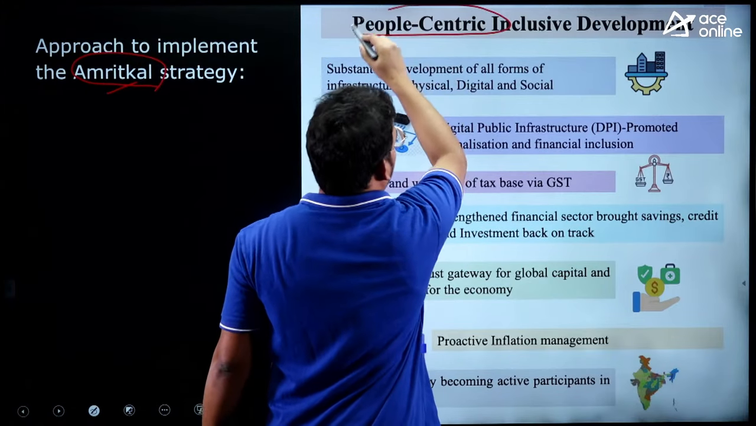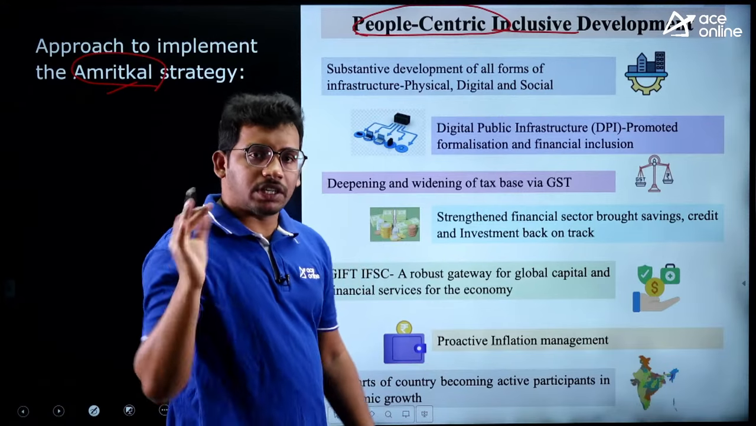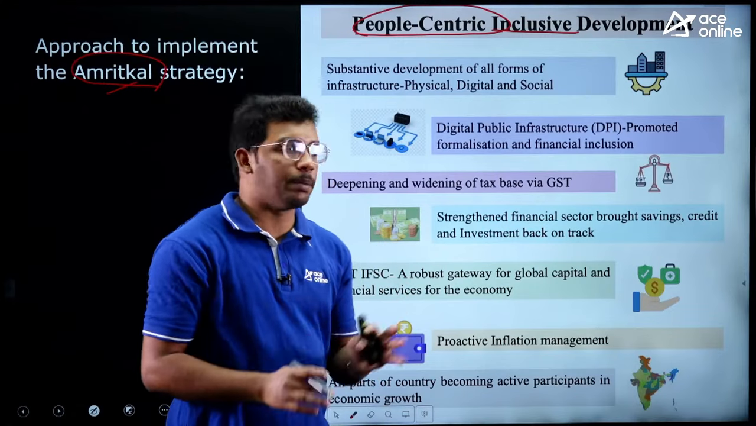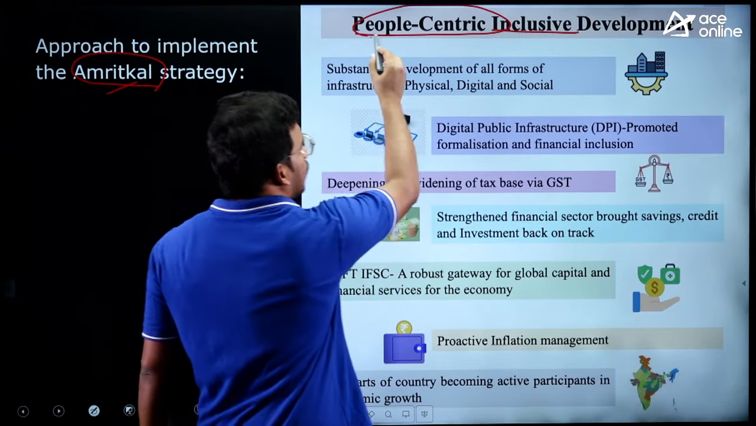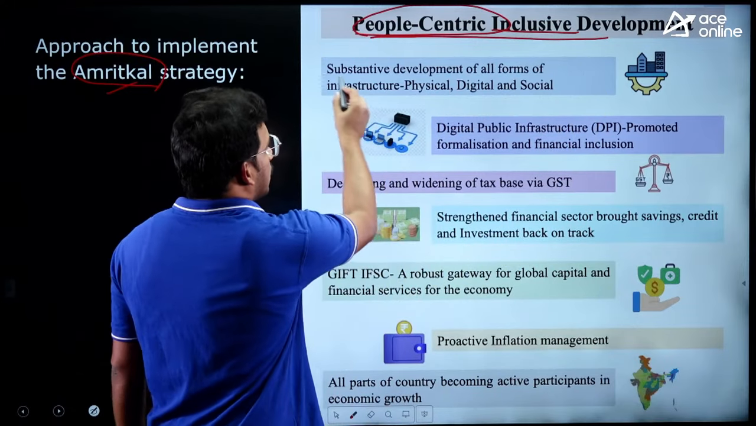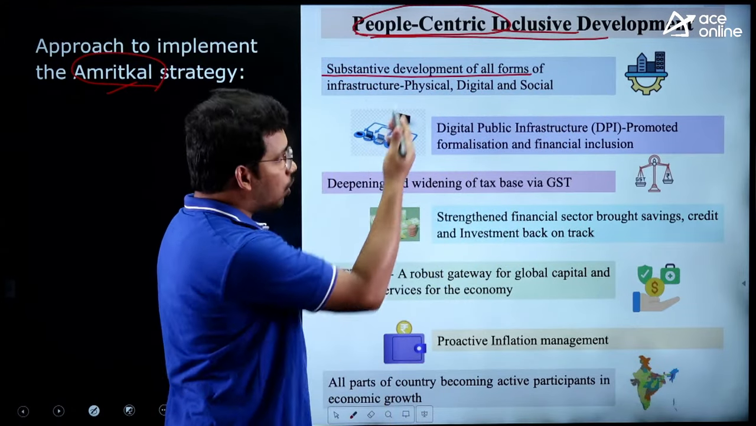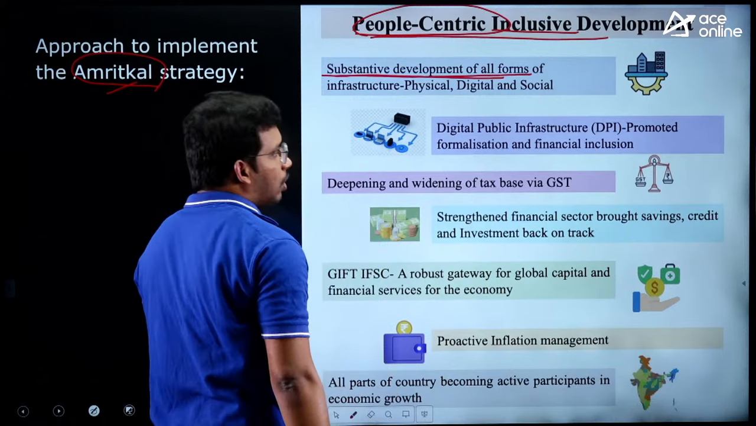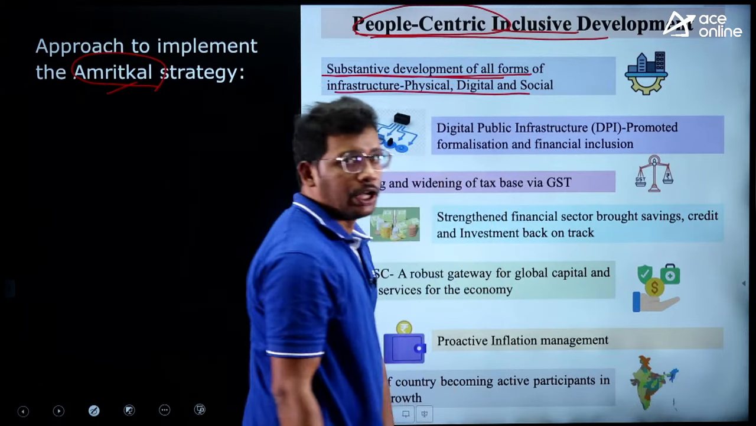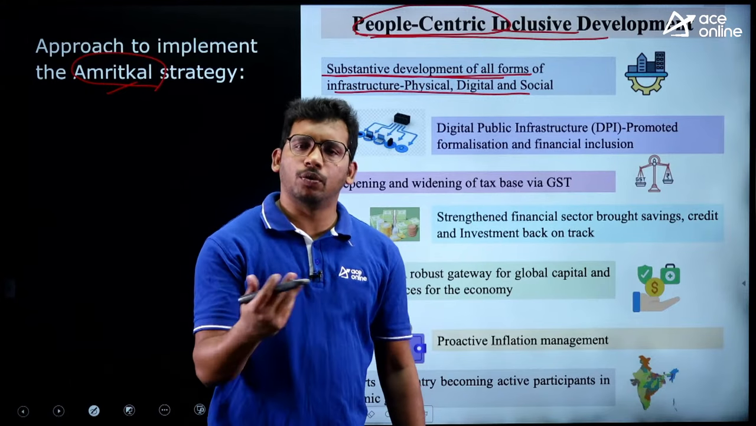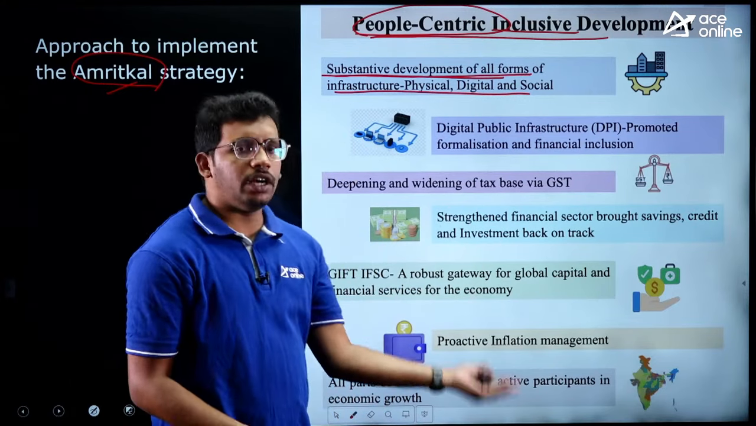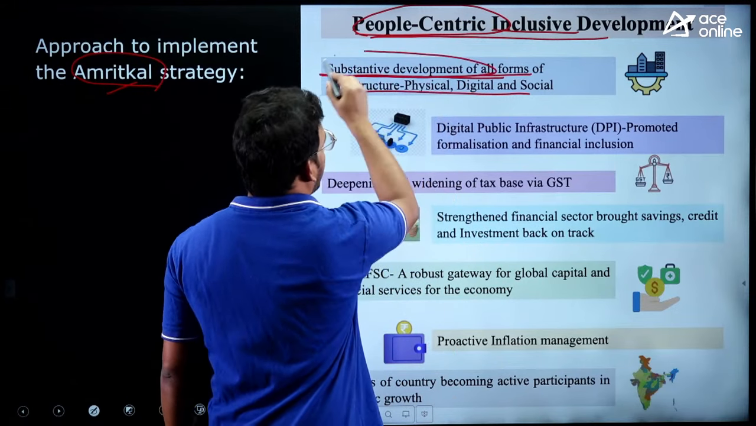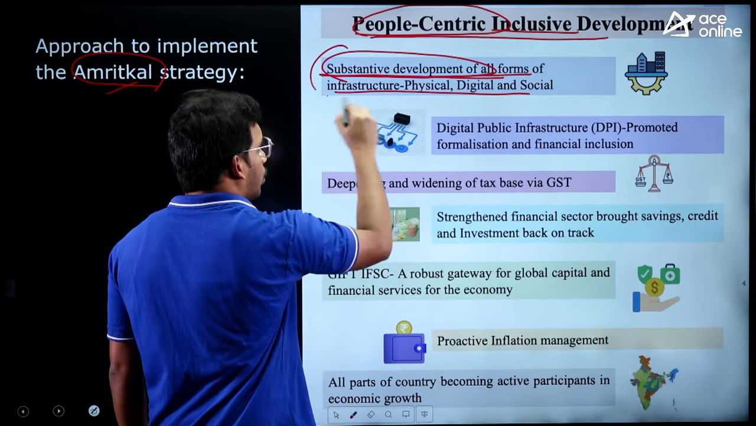It will be a people-centric and inclusive development. So the development is not just created by the government, but there is a role of the public, people-centric. Based on the needs of the people, we will plan the budget. So that is the government's goal, and through it the elements of this people-centric development. First one is substantive development of all forms of infrastructure. Infrastructure is very important. For example, to take education to the next level, we need schools, we need buildings, we need digital infrastructure. So substantive development of all forms of infrastructure, this is very important to remember.